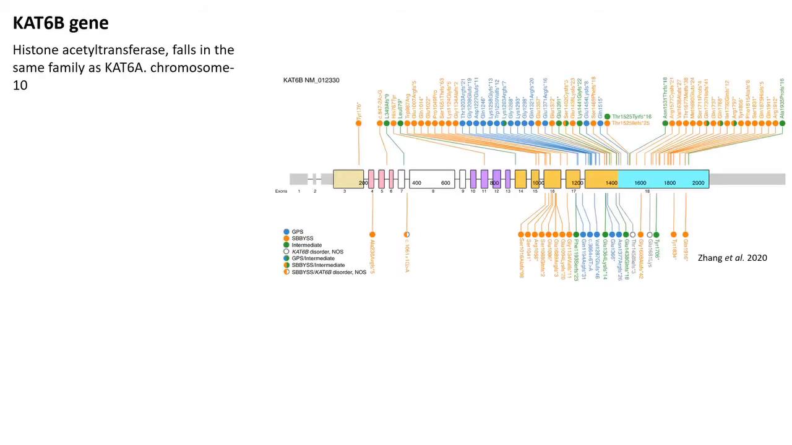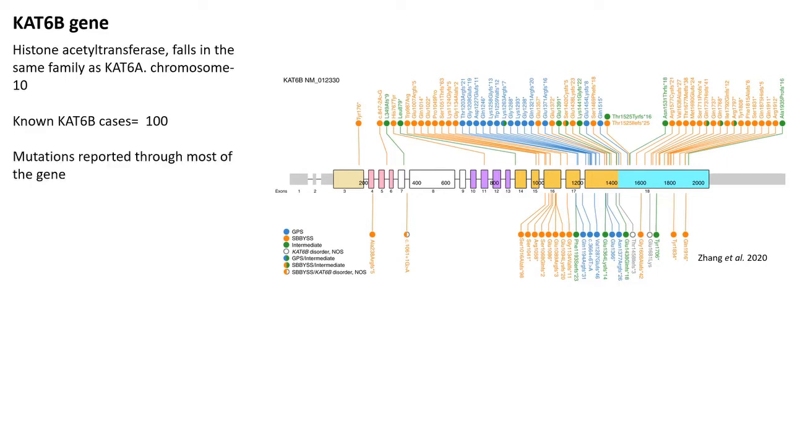When we look at the KAT6B gene, KAT6B also belongs to the family of histone acetyltransferases, same as KAT6A. It's on chromosome 10 in humans. Known cases worldwide count to 100 so far, and this is a tally through the literature. There are probably more patients, and we always see more patients sign up on the Facebook page.